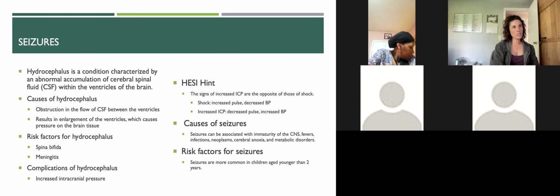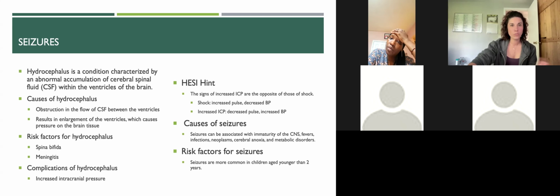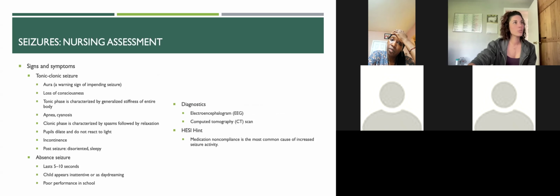Our seizure causes can be associated with the immaturity of our central nervous system, fevers, infections, neoplasms, so abnormal growth in our cells. We can have a prolonged period where we don't have oxygen to our brain, and also a complication of metabolic disorders. So if we aren't metabolizing things effectively and they build up in our brain, then we can result in seizures. So seizures tend to be more common in kids under 2 if they're going to happen in our pediatric patients. And we have a couple different types.